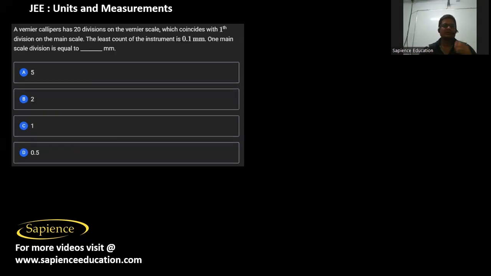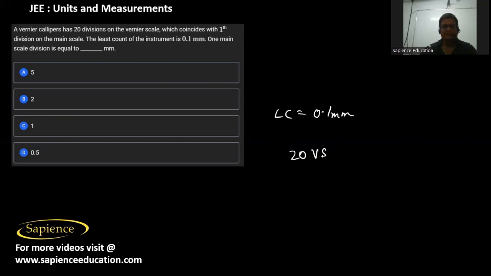Then here it is told, a vernier caliper has 20 divisions on the vernier scale, which coincides with the first division on the main scale. The least count of the instrument is 0.1 millimeter. One main scale division is equal to?